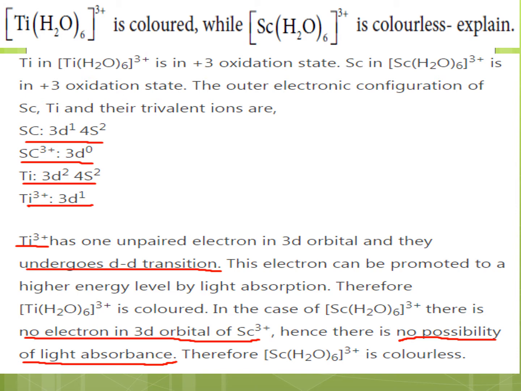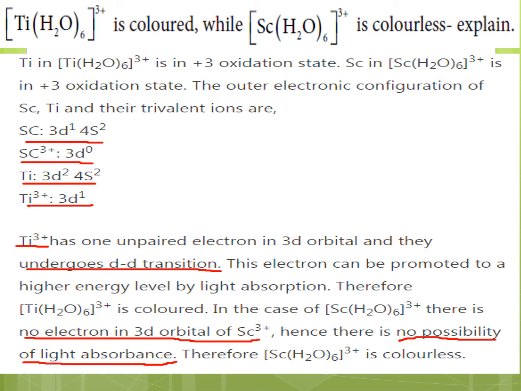So what is the difference between the scandium 3+ ion and the titanium 3+ ion? The scandium 3+ ion does not have any electron in the d orbital, whereas the titanium 3+ ion has one electron in the d orbital. Whenever complexes are colored, the reason is that the electron in the d orbital absorbs energy in the region of light, and it is excited to a higher energy level.